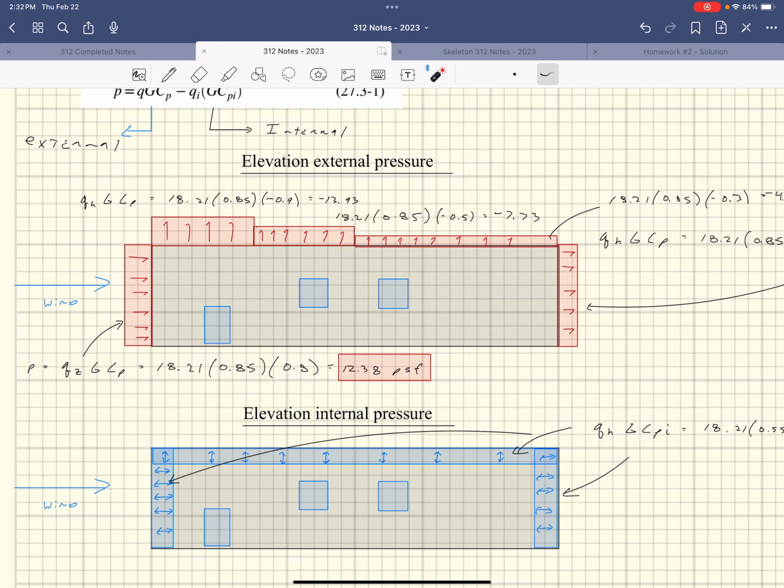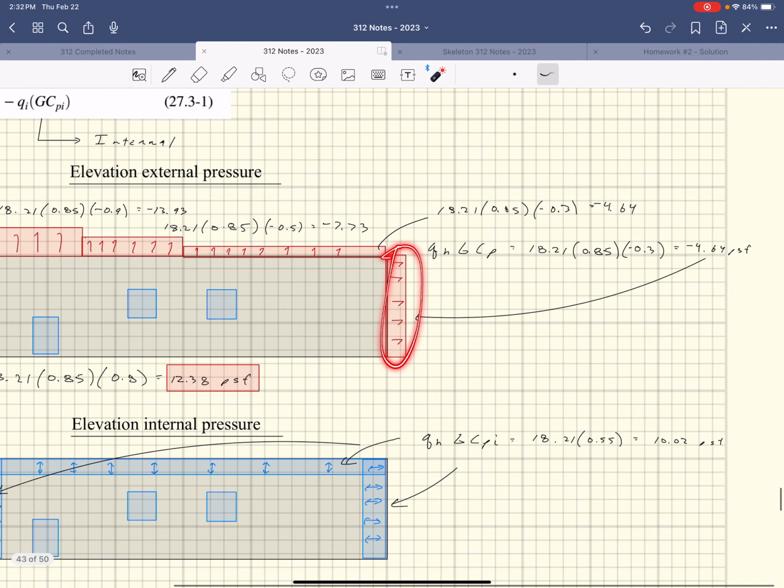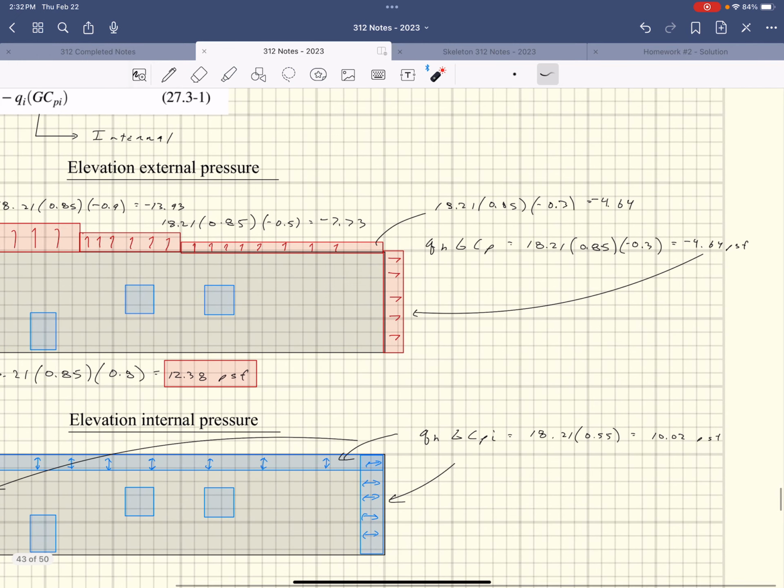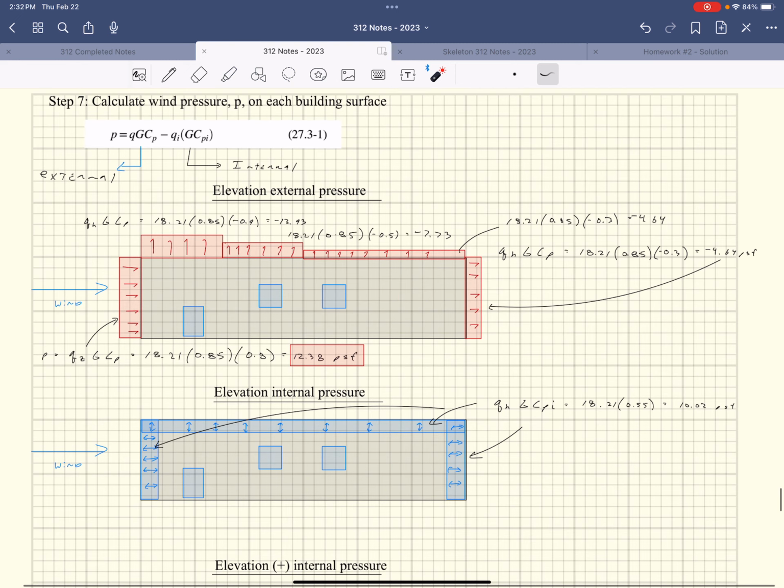I then go into the leeward side of my building over here. For calculating the leeward, it's going to be QH, not QZ. It's going to be QH times G times CP. QH is QZ in this particular case, so it's going to be 18.21. Your homework, it's not going to be the same. QH is going to be constant. It's just one value, at the height of my structure. G is going to be my 0.85, and my CP I determined to be negative 0.3, and so I get negative 4.64 PSF. So I get 12.38 on this face and negative 4.64, the negative meaning that it's pulling away from the surface of my structure.